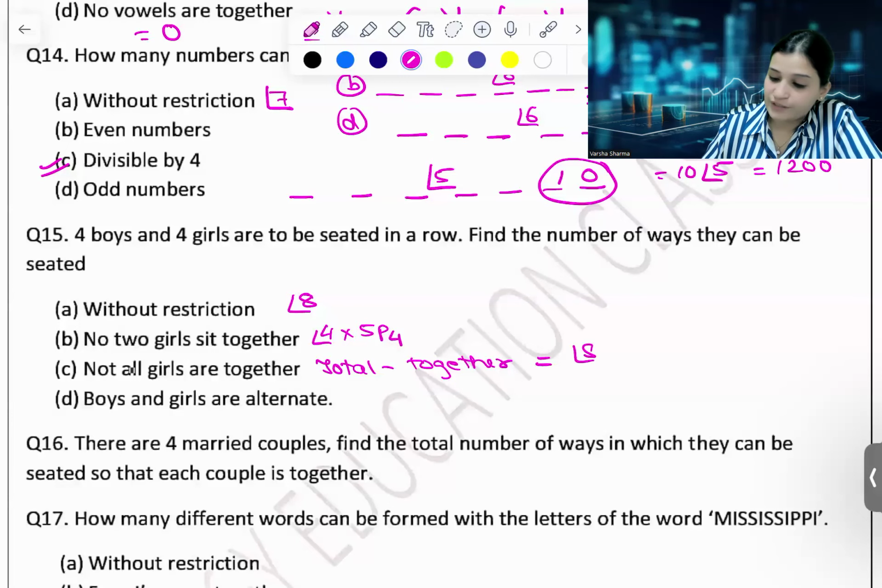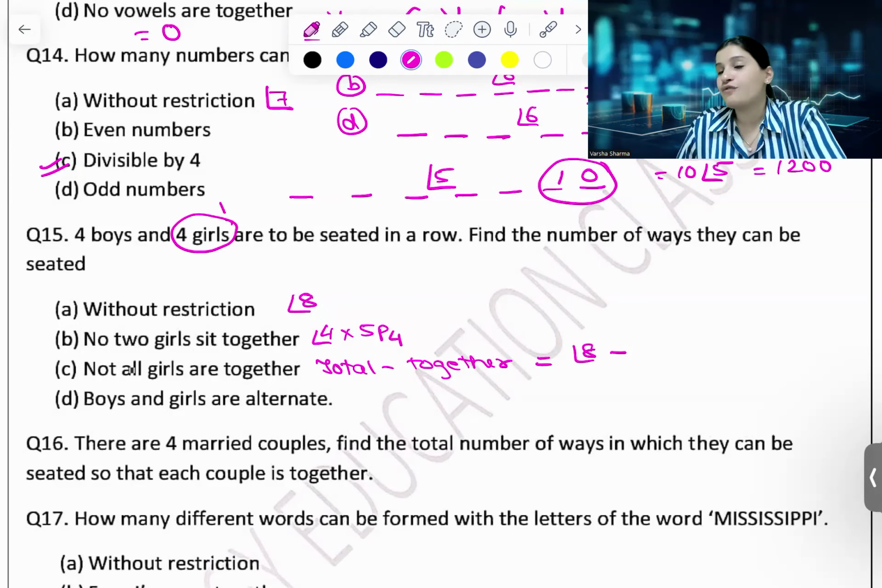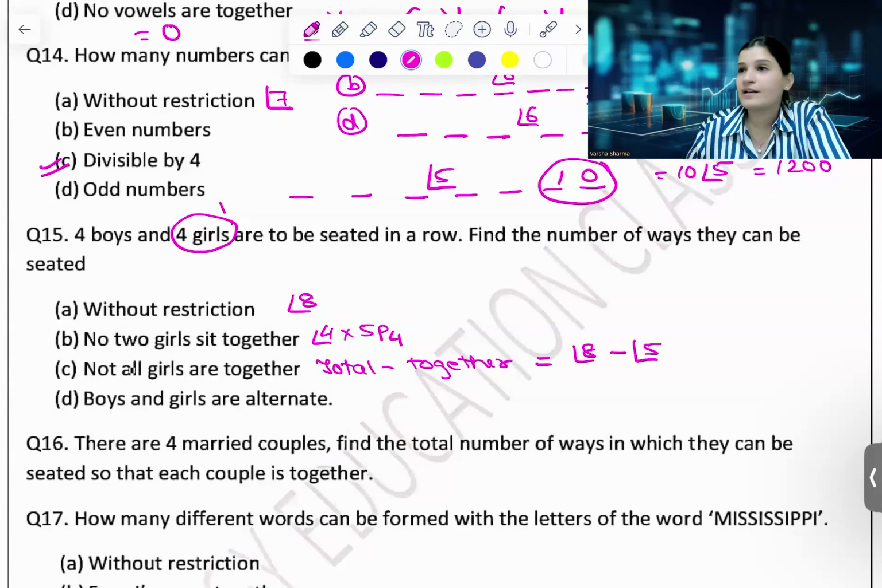So total factorial 8 minus all the girls together, because I'm not okay with that case. So all the girls form a bundle. So 4 boys in this bundle, 5 people. So 5 factorial. Now the bundle has 4 girls, so that will be 4 factorial.